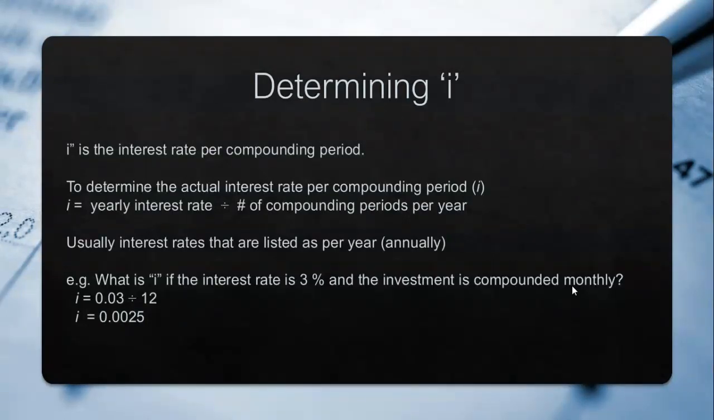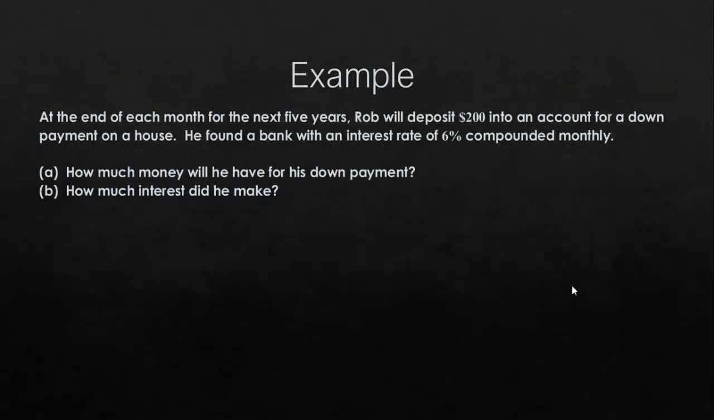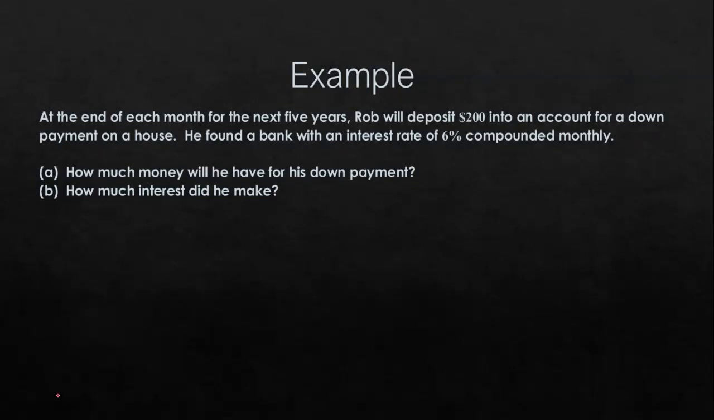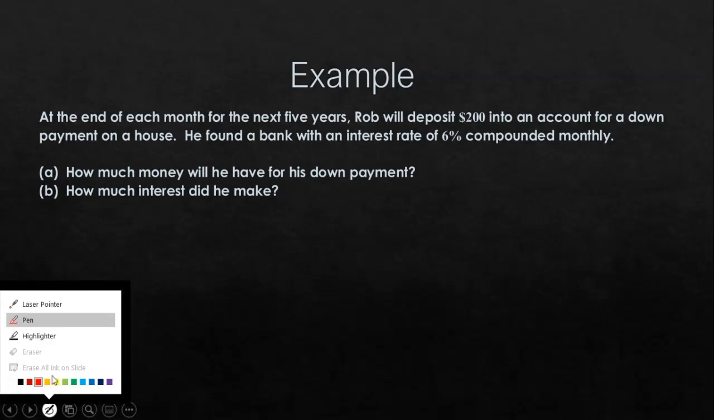And I get an answer of 0.0025 as my I. So let's look at our first example. And we'll go through some more examples of the difference between compounding and annuities at the end as well, just because that's the biggest thing I find for students on the assignments or the unit tests is to determine which one's asking for compound and which one's asking for future value, because you will get very, very different answers depending on the question.